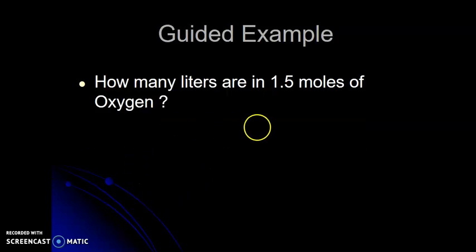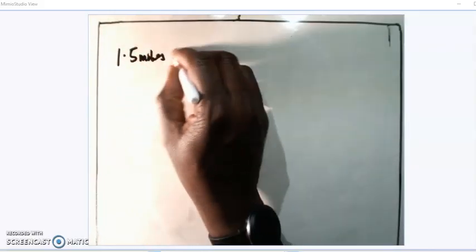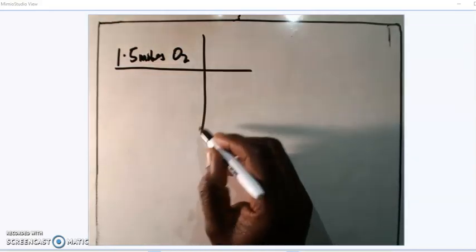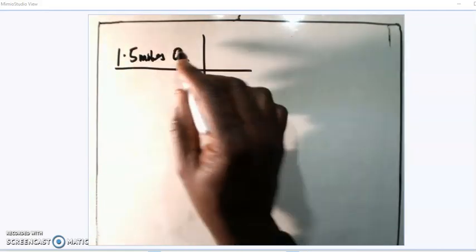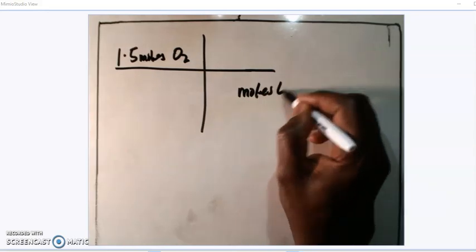Now let's go to the first example here, which is the only example anyway. How many liters are in 1.5 moles of oxygen? Now remember the process, whatever you are given here comes first. So 1.5 moles of oxygen is given to us, it comes first. Then make your T chart. Remember I said, whatever unit you have here must always be here. So you only have moles of oxygen right here.